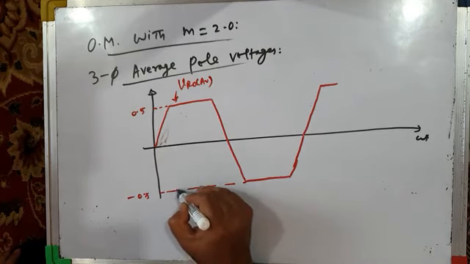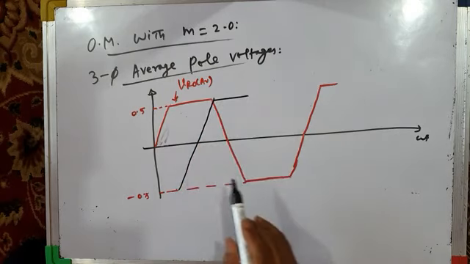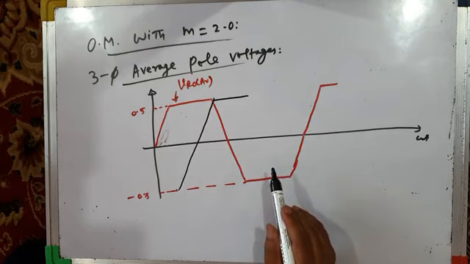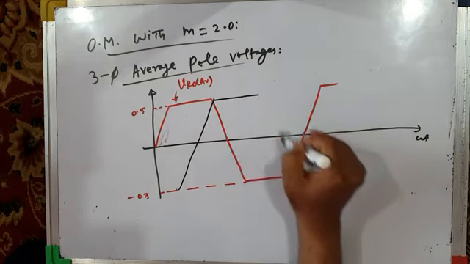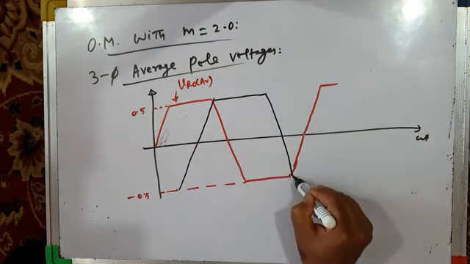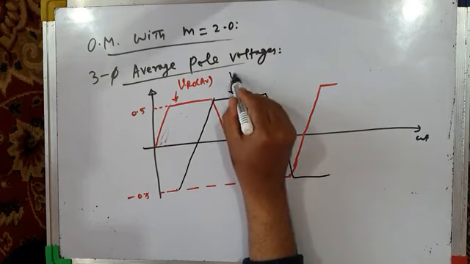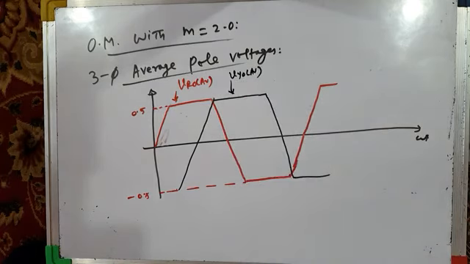VYO average will start from here. This is VYO average. I can again use, I don't have unfortunately blue color pen. Let me use red color pen again for VBO average.